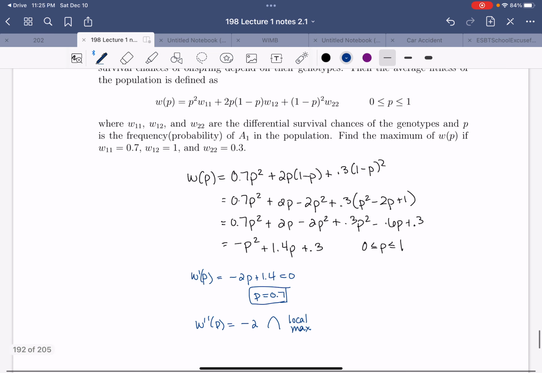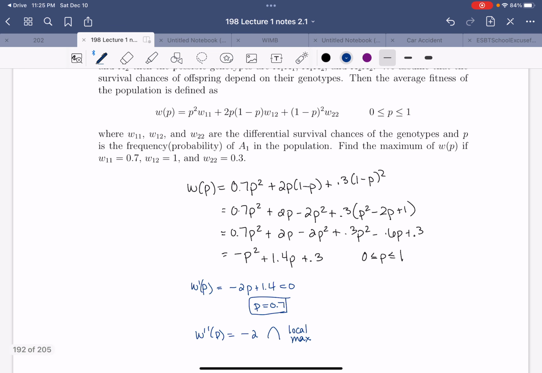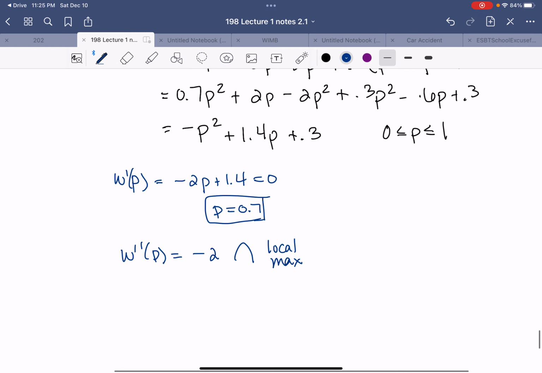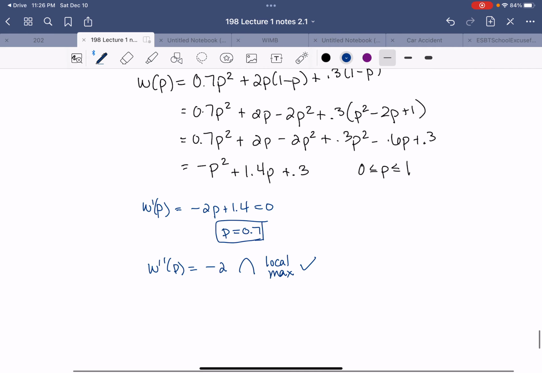Okay, now, what's this asking us for? It says find the maximum of w of p. So we're looking for the maximum of w, and we know that that's going to happen at p equals 0.7. So to find the maximum, we want to plug that in. So we want w of 0.7. So that's going to be negative 0.7 squared plus 1.4 times 0.7 plus 0.3.